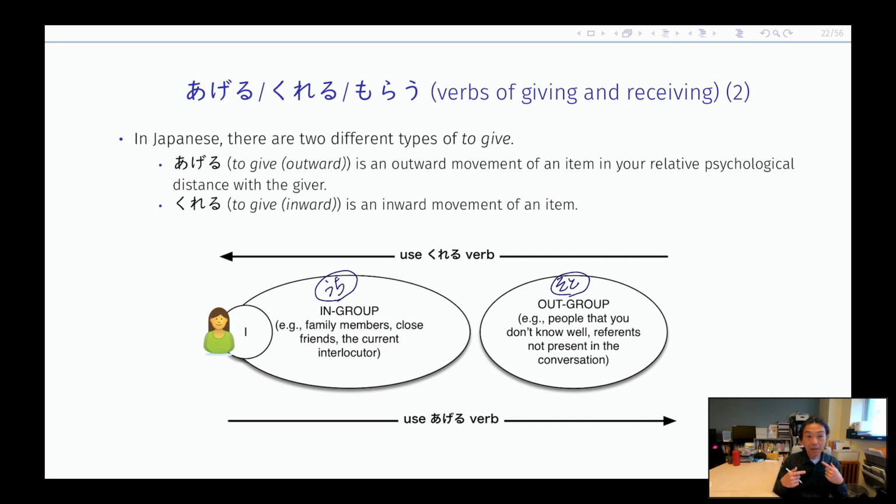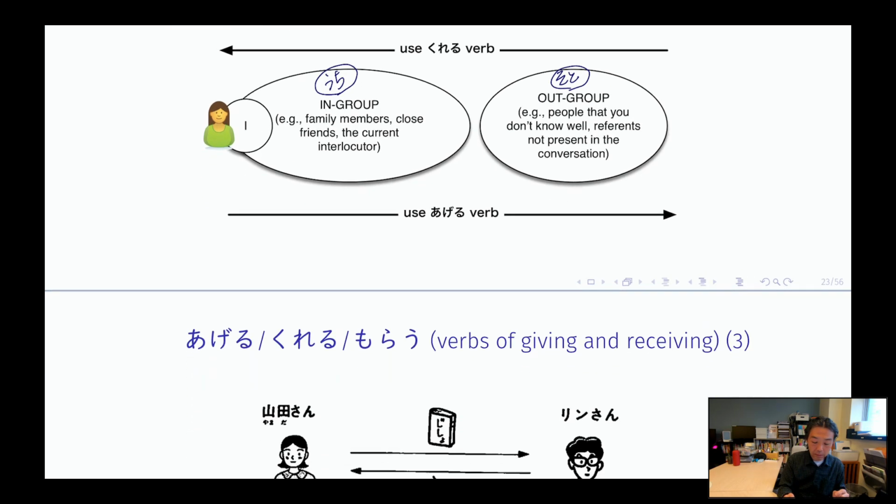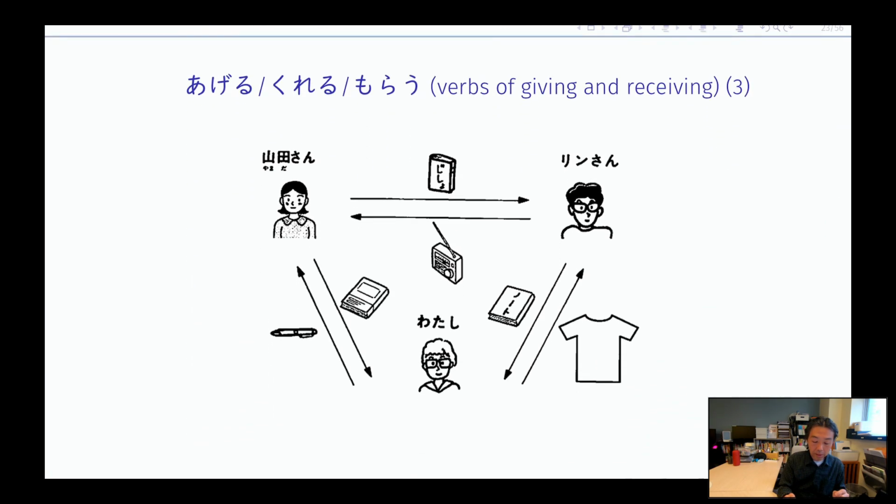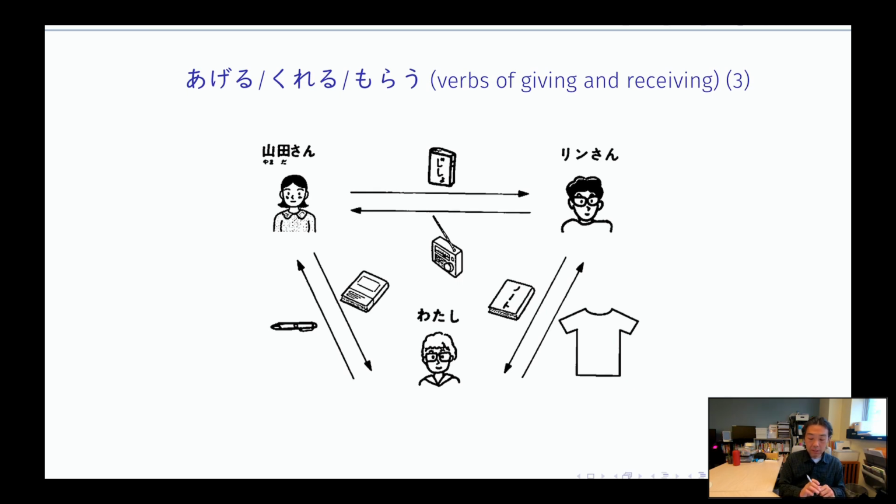Okay. Keep in mind, this is a little bit confusing. It sounds like the difference between to receive and to give, but it is not. あげる and くれる, both of them are to give. Always the subject is the giver. So let's see a few examples.